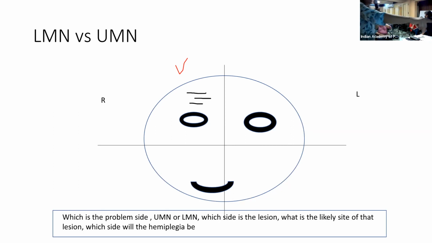So where is the likely site of the lesion on the left side? Correct? Same side. And which side will the hemiplegia be? Opposite. Correct? Suppose if this patient doesn't have a hemiplegia, that means that the nerve is damaged after it has exited the stylomastoid foramen. What is that known as? Correct.